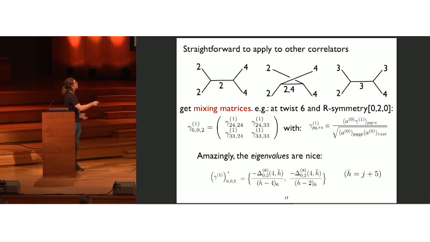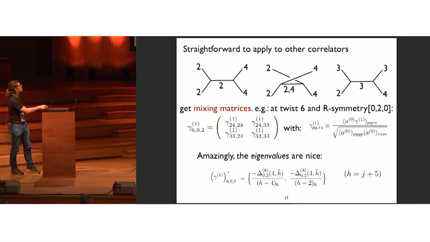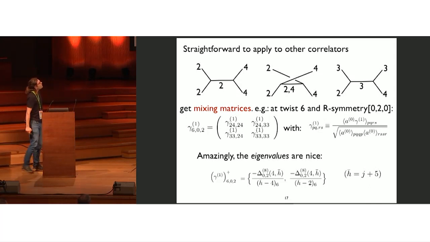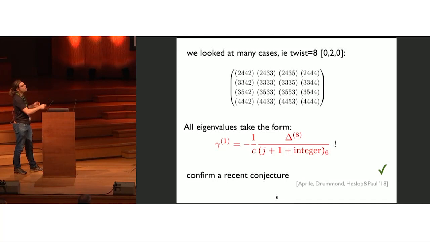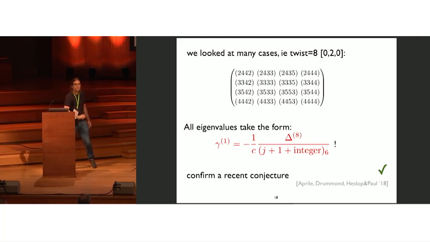And then, of course, you diagonalize the matrix. And amazingly, you get pretty eigenvalues. It's all rational functions. This delta is some polynomial. So you keep going, and then you look at a case where you have a 4x4 mixing matrix. It's a dense matrix, a complicated matrix. But you compute its eigenvalues, and you get beautiful rational numbers.